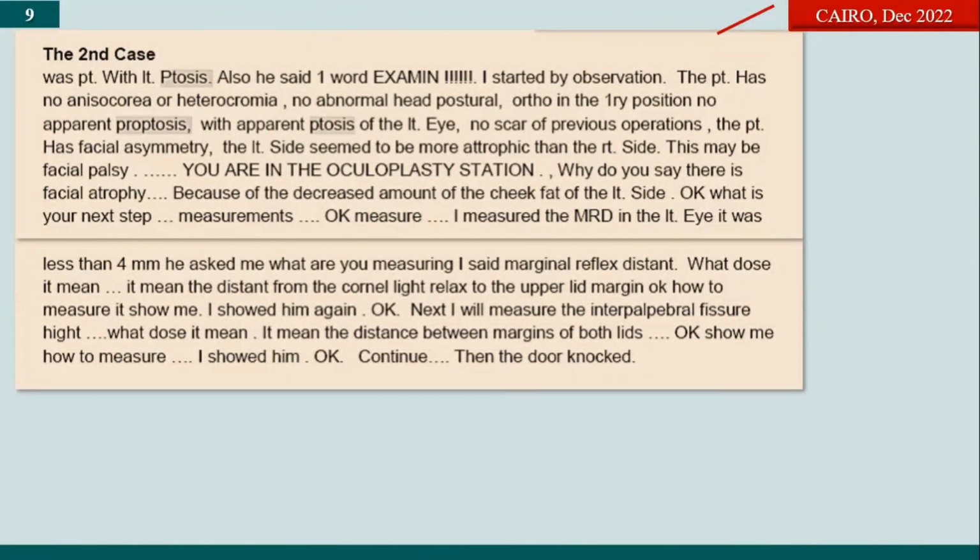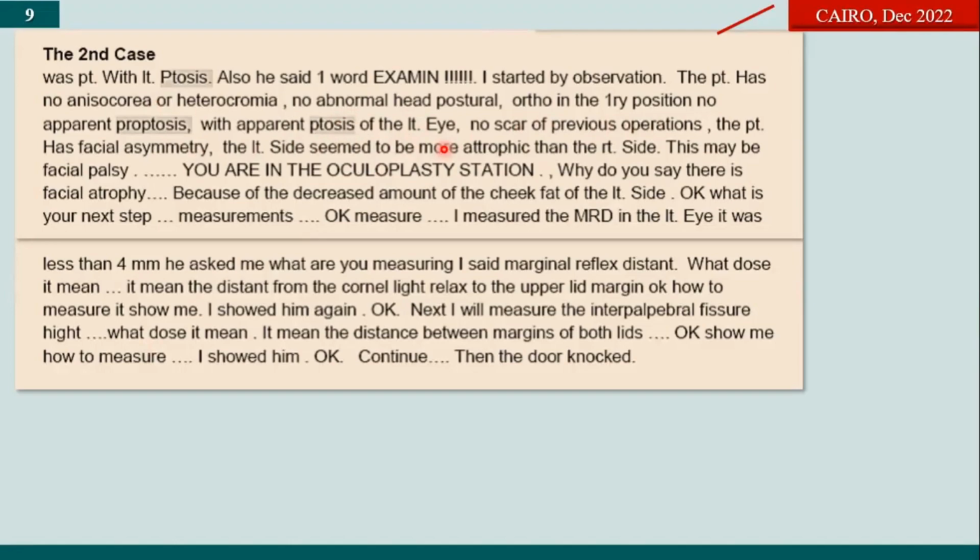Can you read this experience, please, for us? Second case was a patient with ptosis. Also, he said one word: examine. I started by observation. The patient has no anisocoria or heterochromia. So I think he's ruling out Horner's here. No abnormal head posture. Ortho in the primary position. No apparent proptosis. With apparent ptosis of the left eye.